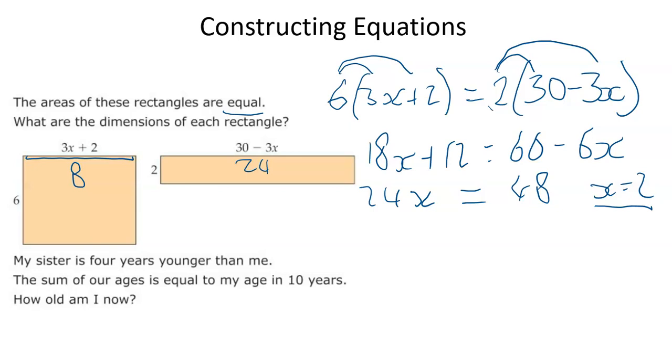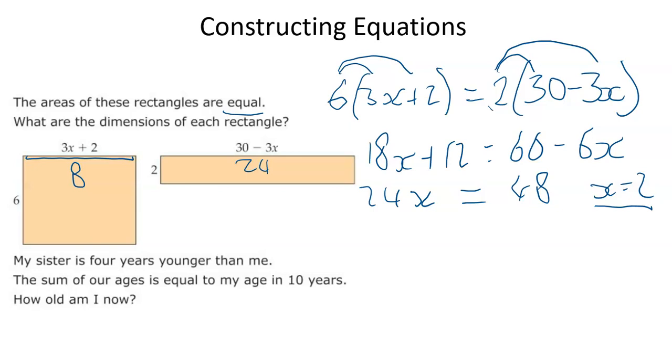My sister is 4 years younger than me. The sum of our ages is equal to my age in 10 years. How old am I? So let's start writing some things down in terms of each other. My sister is 4 years younger than me, and it wants to know how old I am, so let's stay with me.